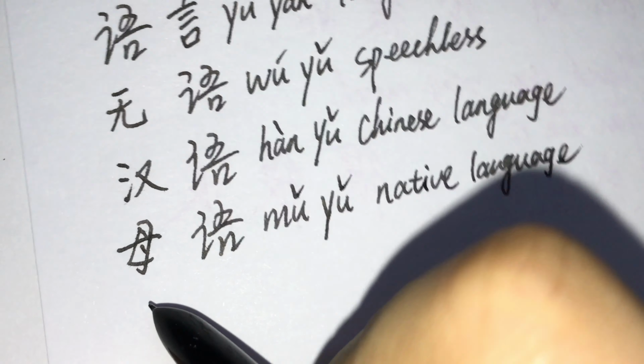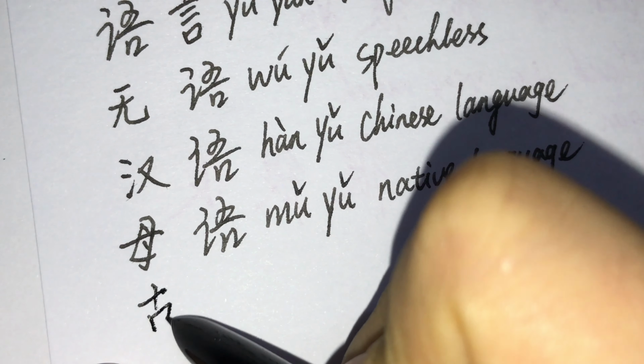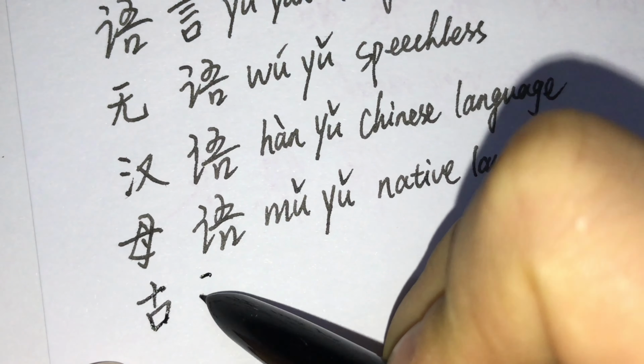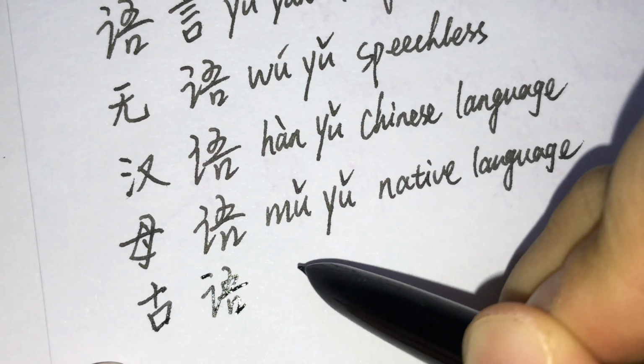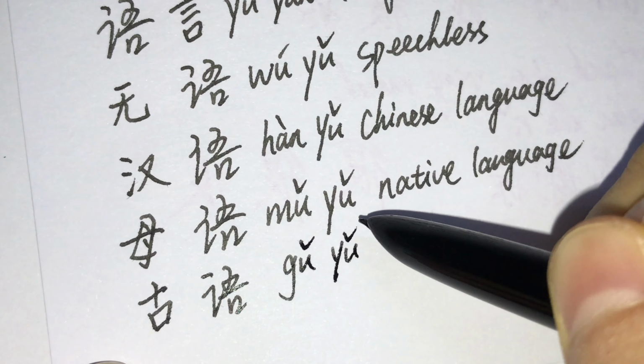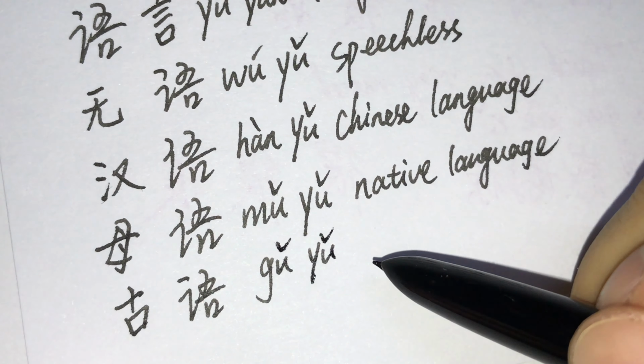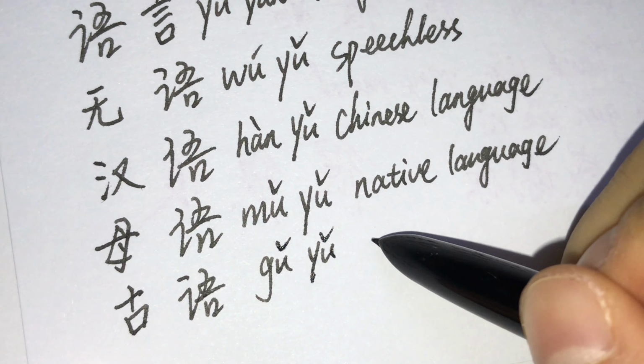Last one for today. 古语, 古语有云. 古语, old expression or ancient language.